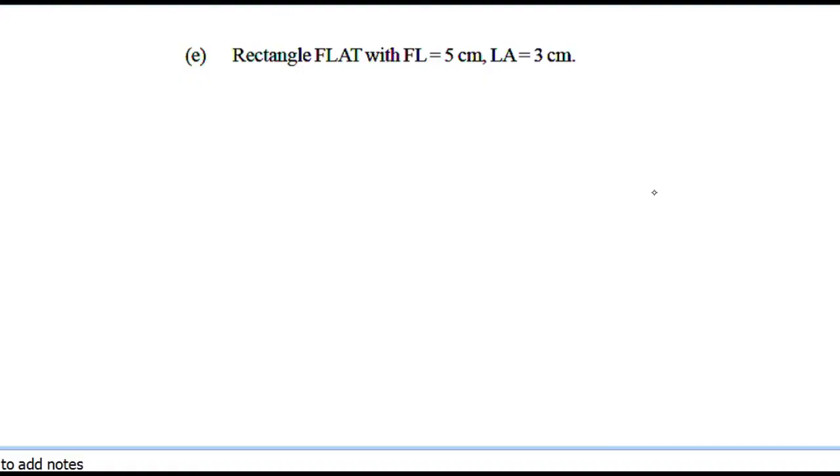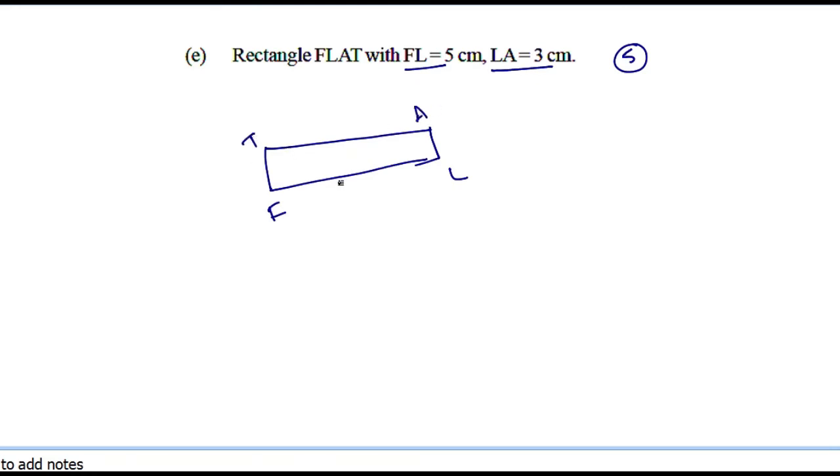Next question, we need to construct the quadrilateral rectangle FLAT with FL 5 centimeters and LA is 3 centimeters. But actually when we are constructing the quadrilateral we need 5 independent measurements. So first we need to draw a rectangle, but here we have only 2 measurements. You should take F, L, A and T, and FL we have 5 centimeter and LA we have 3 centimeter they given.